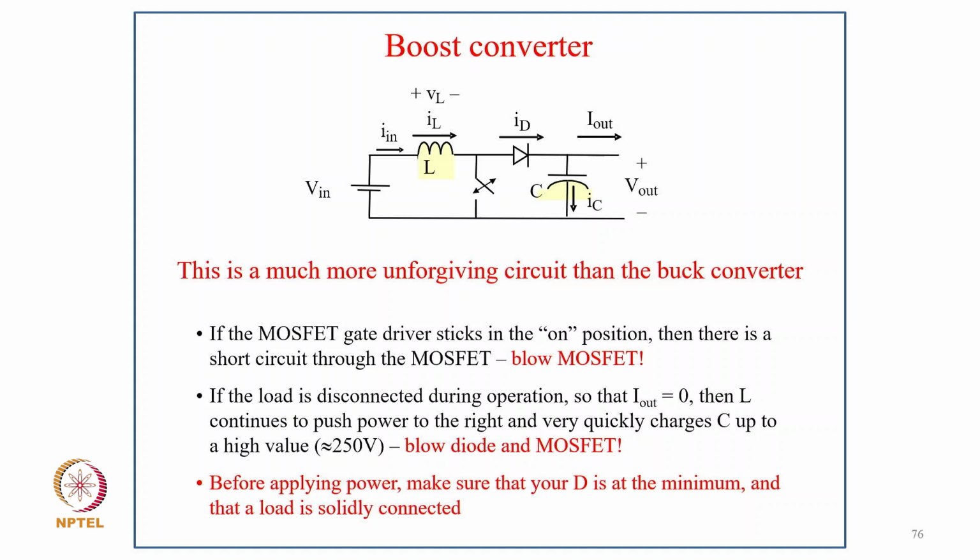It is a much more unforgiving circuit than the buck converter. If the MOSFET gate driver is stuck in the on position, then there is a short circuit through the MOSFET. And if the load is disconnected, so Iout equals 0, then the inductor continues to push power right to C, which very quickly charges up to a high value and blows out. So before applying power, make sure that your D is at minimum and the load is solidly connected.